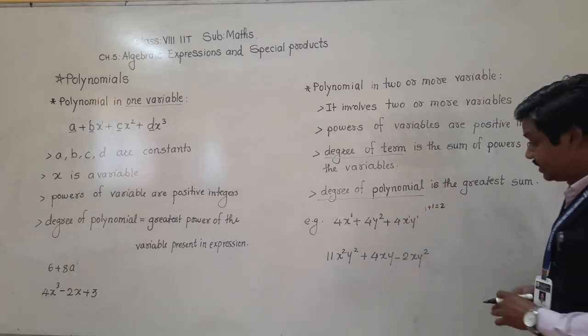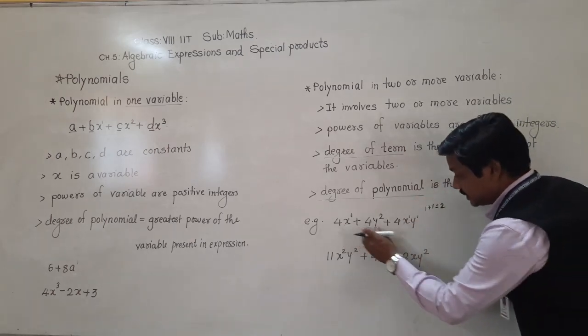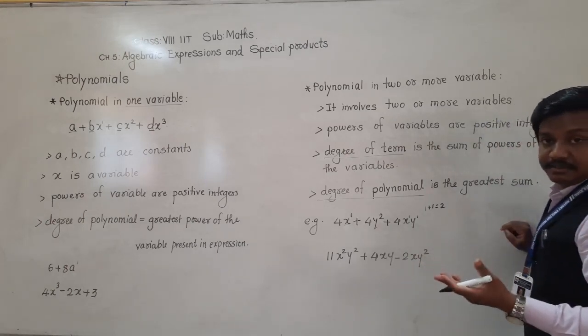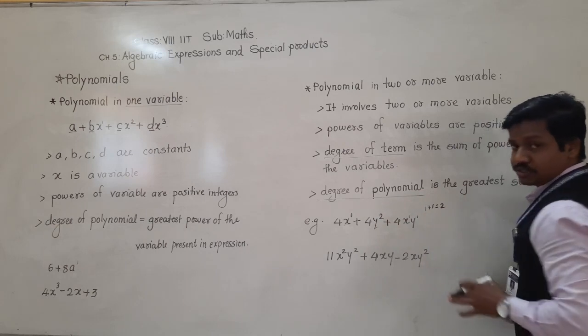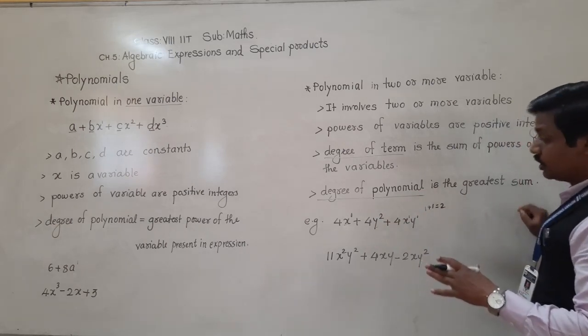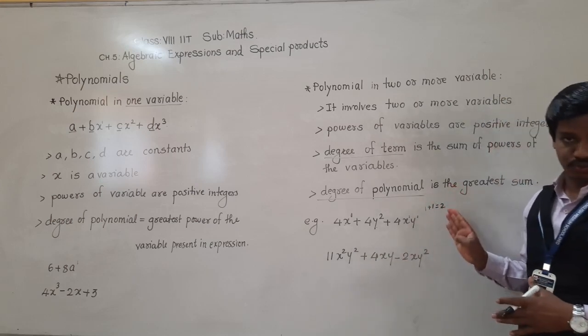Greatest sum will be the degree of the polynomial. So in these three terms, which term has the greatest sum of power? 2 and 2, 2 times 2 is there. That is the greatest, 2 only. So the degree of this polynomial is nothing but 2.